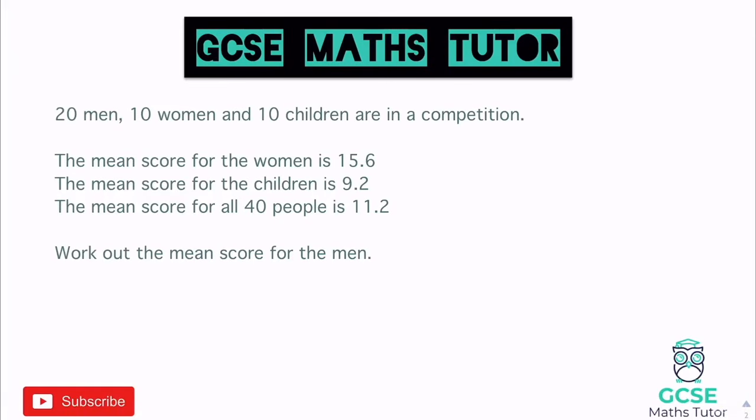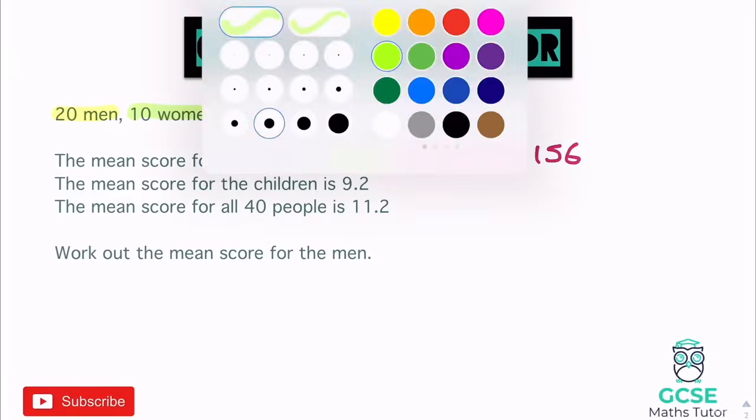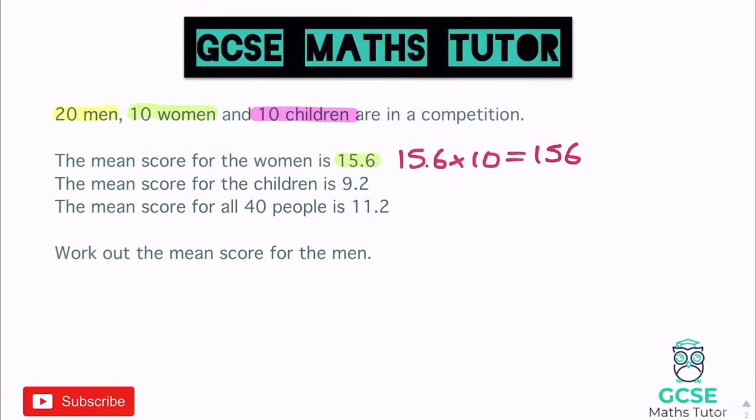So let's just start linking these up and start multiplying them out. So let's have a look. We've got 20 men, and we've not been given any means for that, so we're going to have to skip past that one. We've got 10 women, and it says the mean for the women is 15.6, so straight away we can times that by 10, so 15.6 multiplied by 10 gives us a total score for the women of 156. Then we're on to the next one. We've got 10 children, and it says the mean score for the children is 9.2, so we can do that as well. We can do 9.2, multiply that by the 10 children, that gives us their total score of 92.